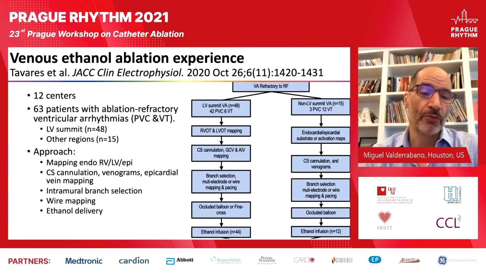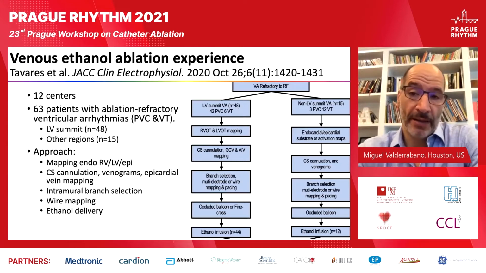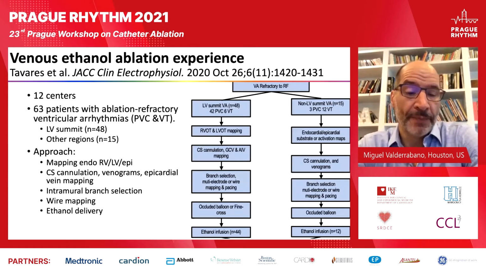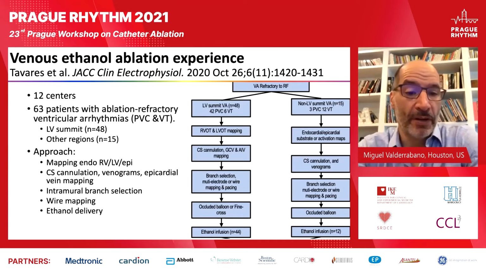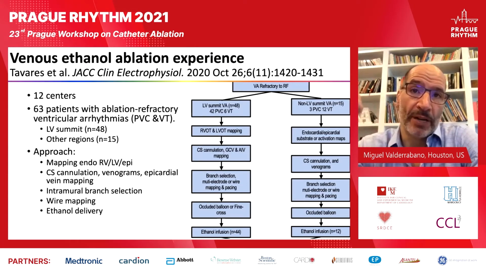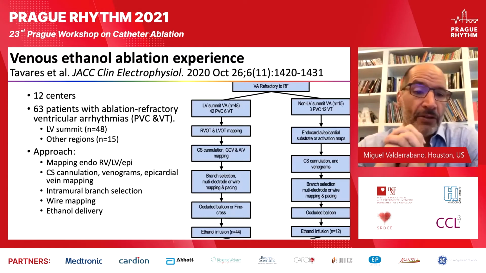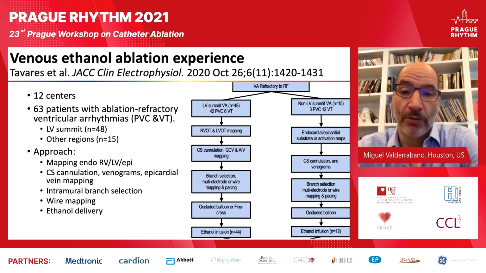And the approach was common to both. We would map endocardially the left ventricle and the right ventricle, and if indicated, the epicardium. And then we would do cannulation of the coronary sinus and map the coronary sinus and its branches, usually the anterior interventricular vein. We would obtain venograms, and then we would select for targeting intramural branches of the coronary sinus wherever the earliest activation time would be. And then once we select a branch, we would wire it and then deliver a balloon and deliver alcohol.